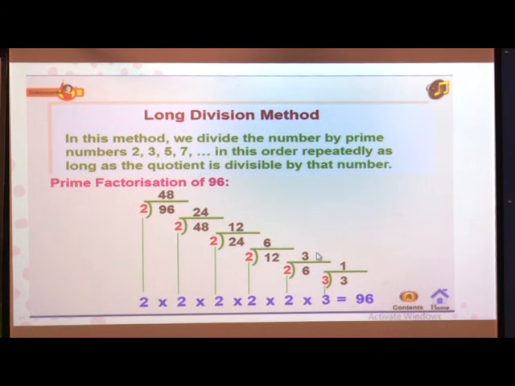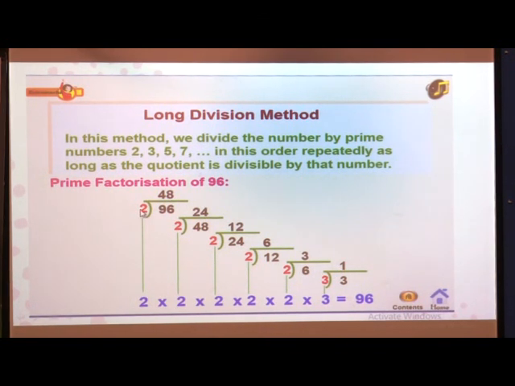Now we have the number 3. 3 is not divisible by 2, so we have to take the next prime number, that is 3. 3 1s are 3. Now we have got 1. So, our division is completely done.